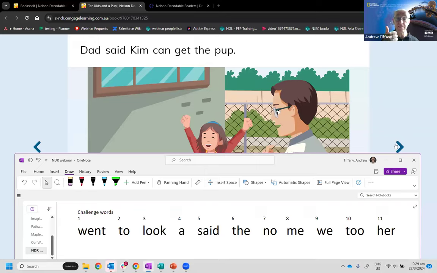On this page: said, good, and the, right? Said and the. So again, what I might do here is really break this down so that the students get a lot of exposure to these special words, these challenge words, before we actually go and read.